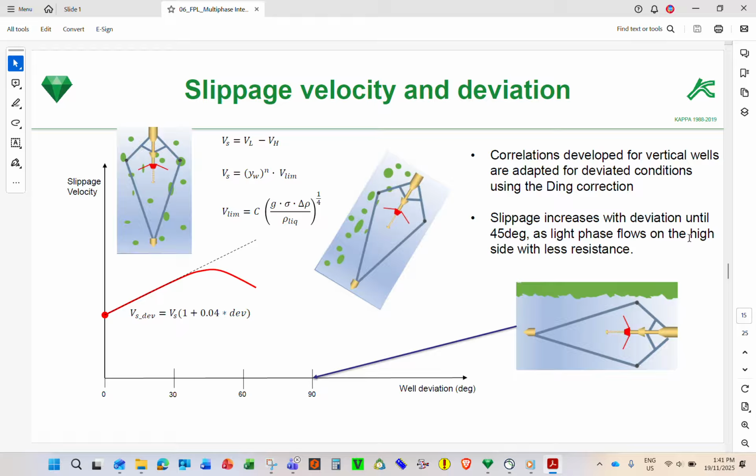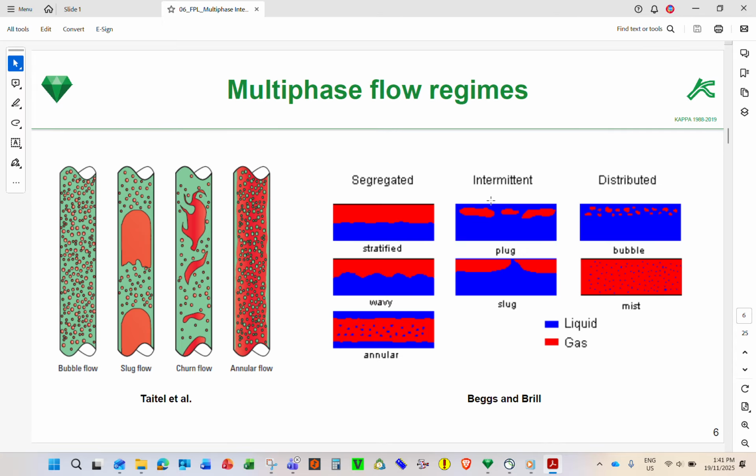But only up to 40 or 60 degrees. After that, there is no correlation that can be used. So in that case, we like to have your multi-prop tool. Since you have multiple arrays or multiple sensors, probes, then we can directly calculate the Q for each different phase.